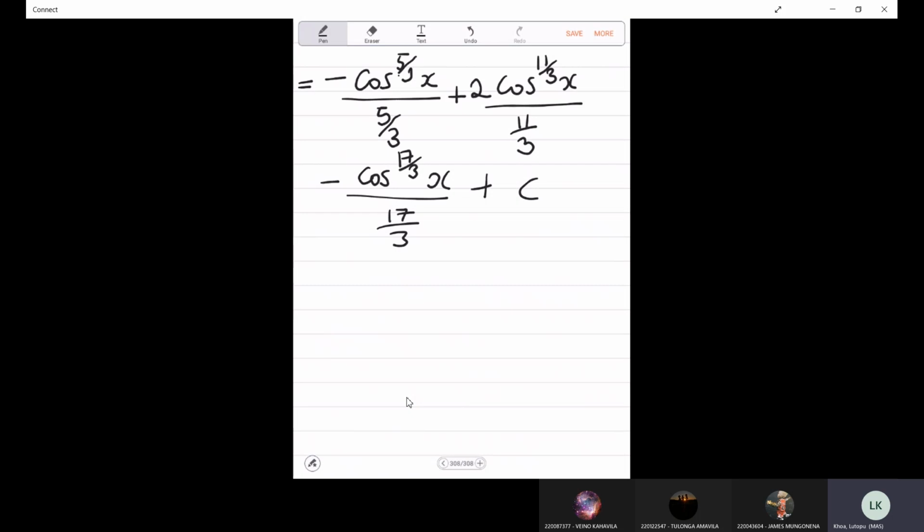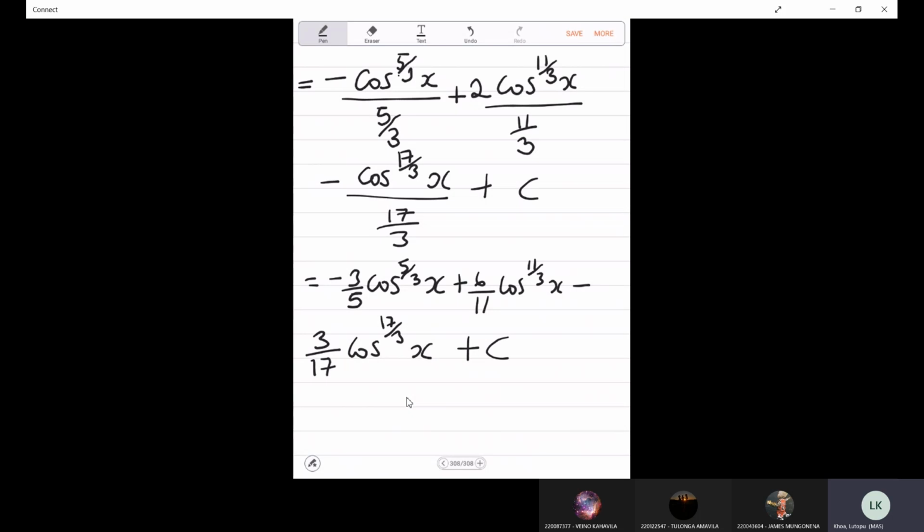So you want to rewrite this so it looks better than what we have now. We will have negative 3 over 5 cos 5 over 3 of x, plus 6 over 11 cos 11 over 3 of x, minus 3 over 17 cos to the power 17 over 3 of x, and then your constant of integration there.